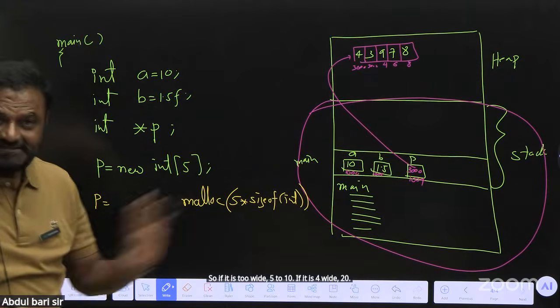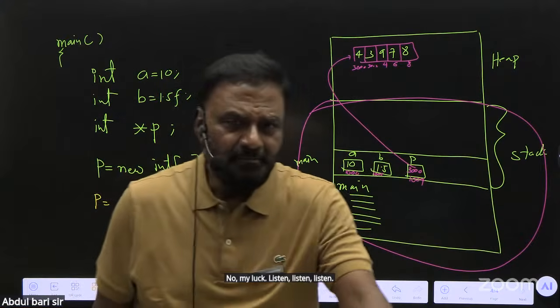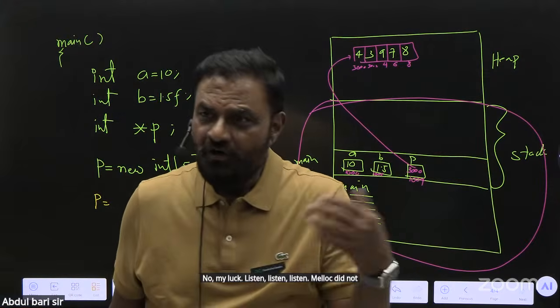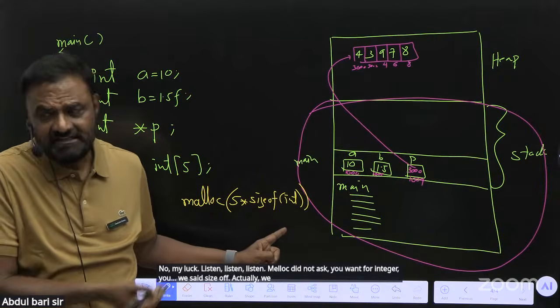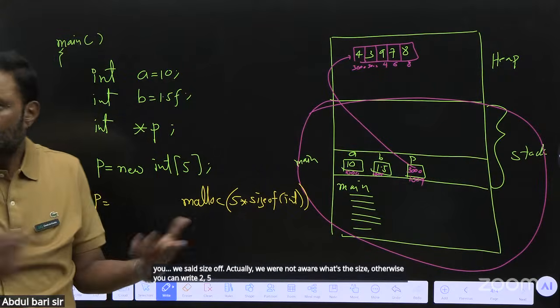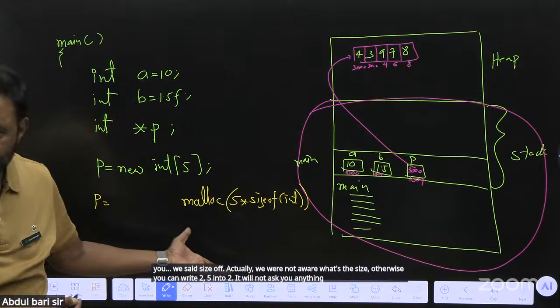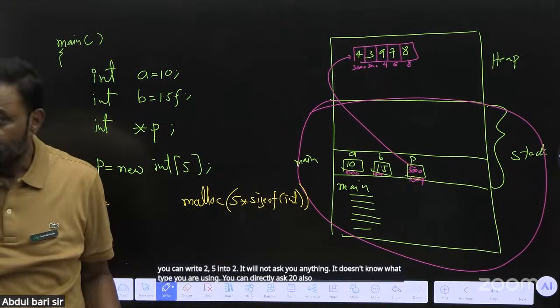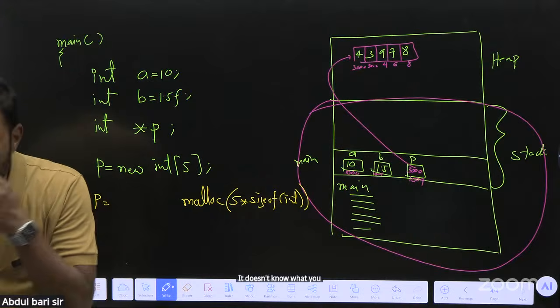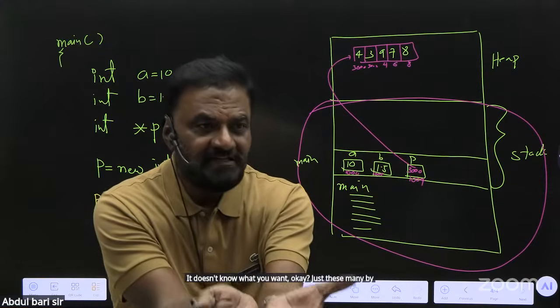Now, malloc. Listen. Malloc did not ask whether you want an integer. We said sizeof because we were not aware of the size. Otherwise, you can write 5 into 2. It will not ask you anything. It doesn't know what type you are using. You can directly ask for 20 also, or 10 also. It doesn't know what you want. Okay, just these many bytes, these many bytes are given.